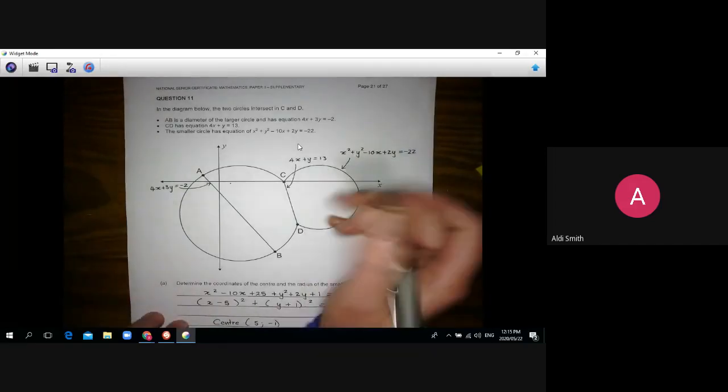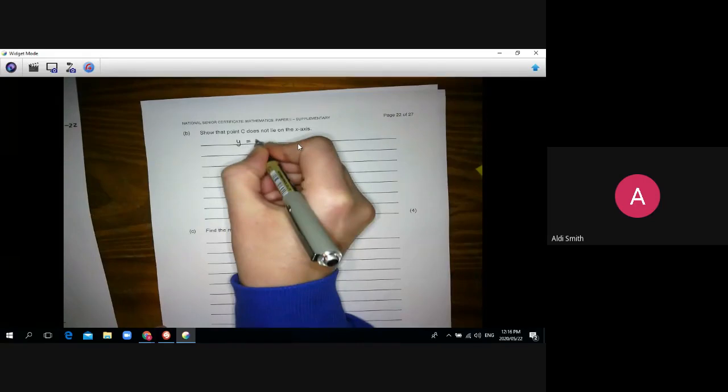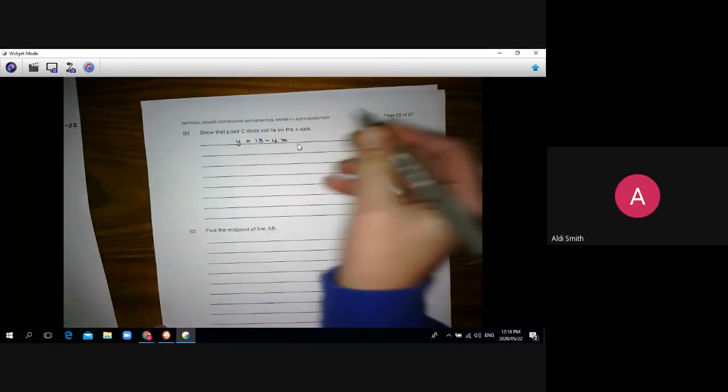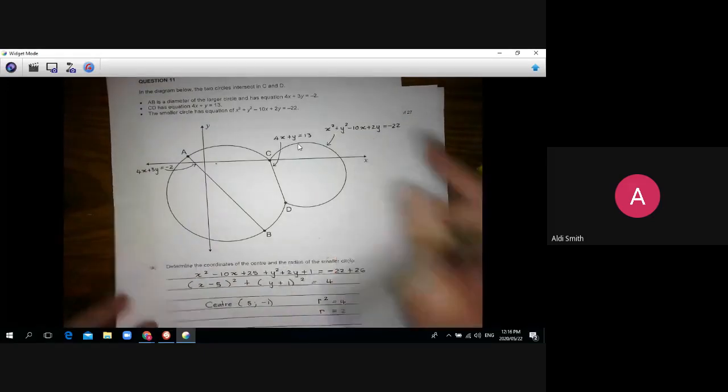So I'm going to rewrite this one saying y is 13 minus 4x. And then I'm going to write down the circle equation. Now, you do have the completed square version over there, but it's really not necessary to use the completed square version. You can actually use this version just fine.